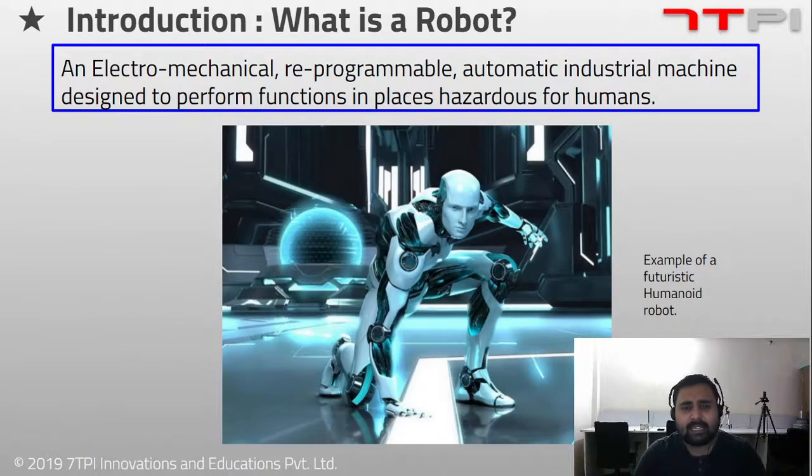We can say a robot is a machine which helps humans in solving their complex work. It reduces human effort. It's more or less a kind of machine, and we can program a robot as per our needs. So we don't have to do repetitive work again and again; that work is done by a robot.